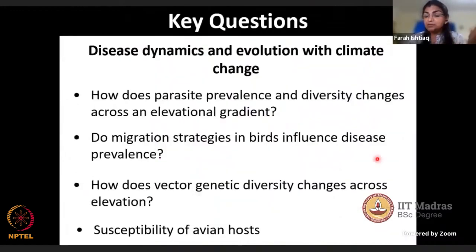So we study these birds to understand what kind of different parasites they carry, what the prevalence would be, which is, if you sample a certain number of birds, what proportion of them would be infected, what different kinds of parasites they would have, and whether there is a difference between migrants and residents. Just the basic questions to understand what could be driving the parasite diversity in these birds.